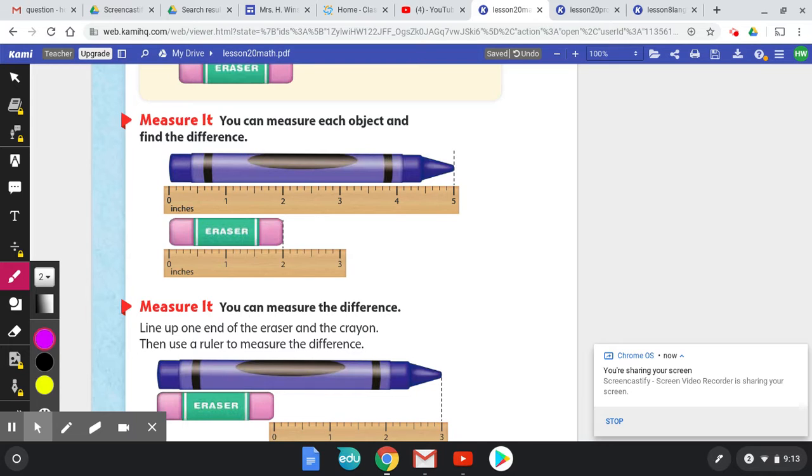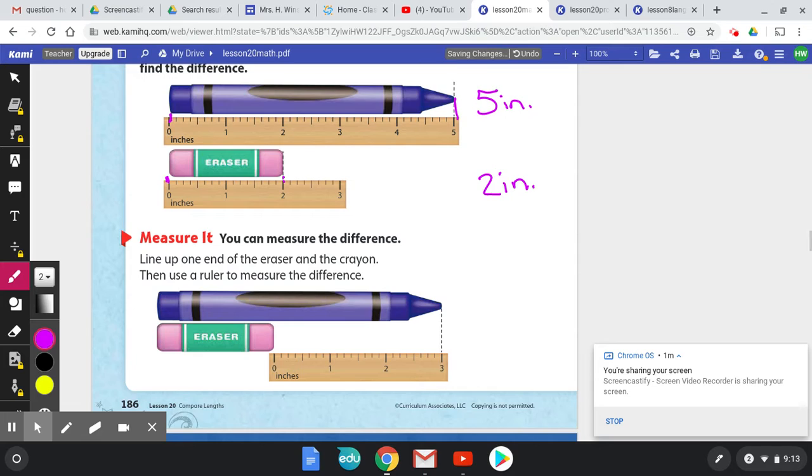So the crayon, you see that they start at the 0, and it stops here at 5 inches, okay? The eraser, same thing. They start at the 0, and it goes to 2 inches. So we have 2 inches for the eraser.